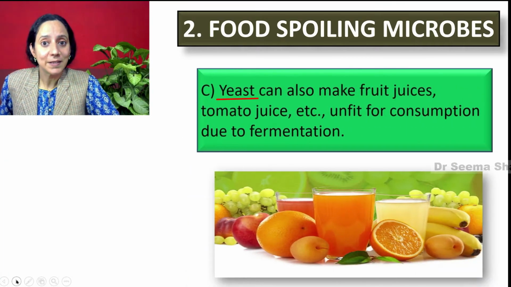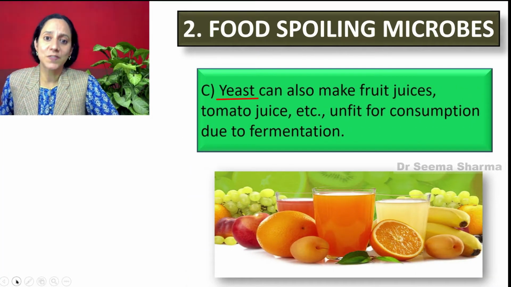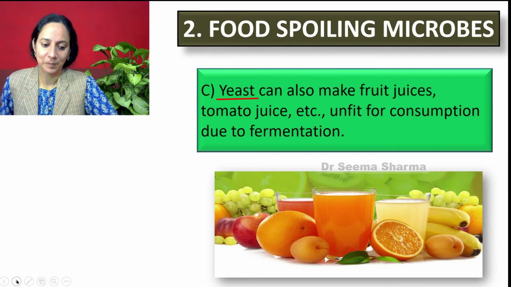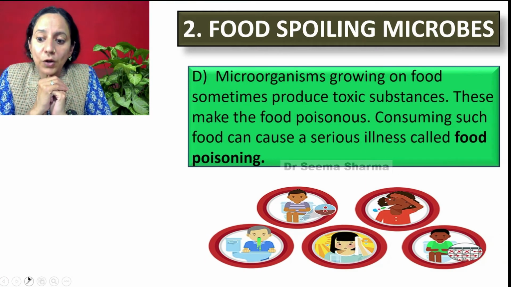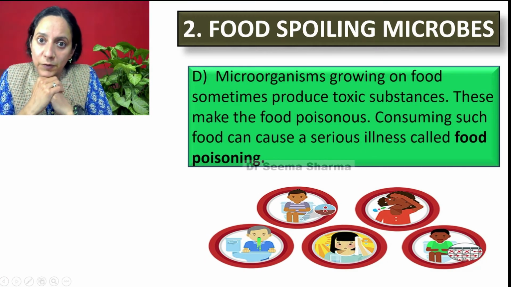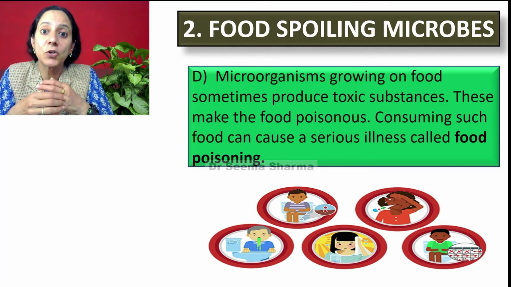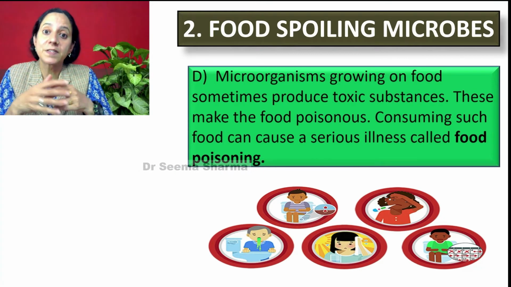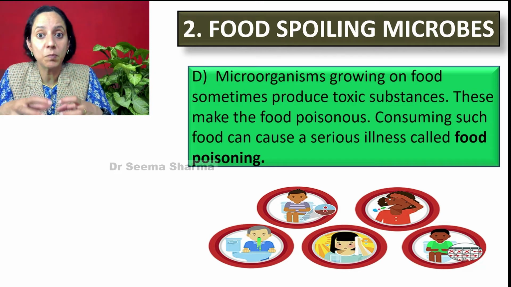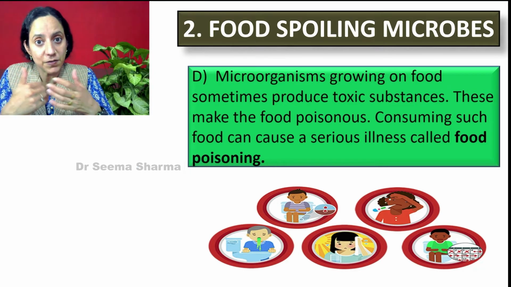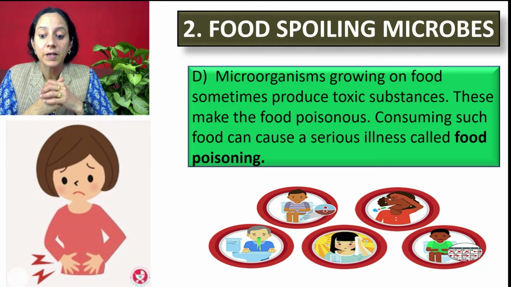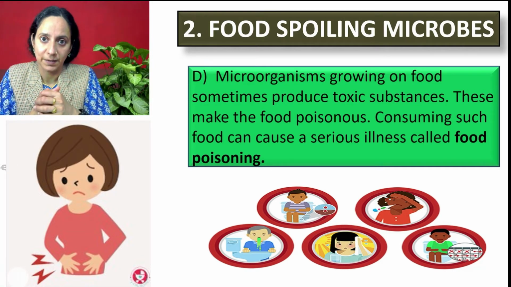Yeast can also make fruit juices, tomato juices unfit for consumption due to fermentation. Microorganisms are growing on a variety of food. Some of them produce toxic substances. So these toxic substances are making that foodstuff poisonous. And if we consume that contaminated food item, we will have food poisoning.